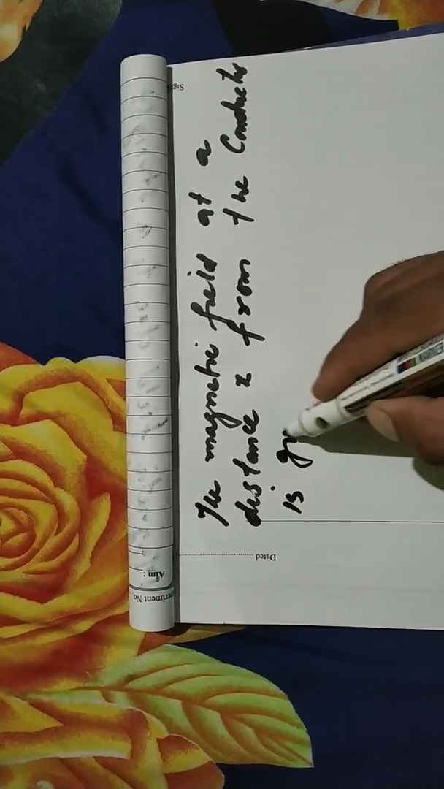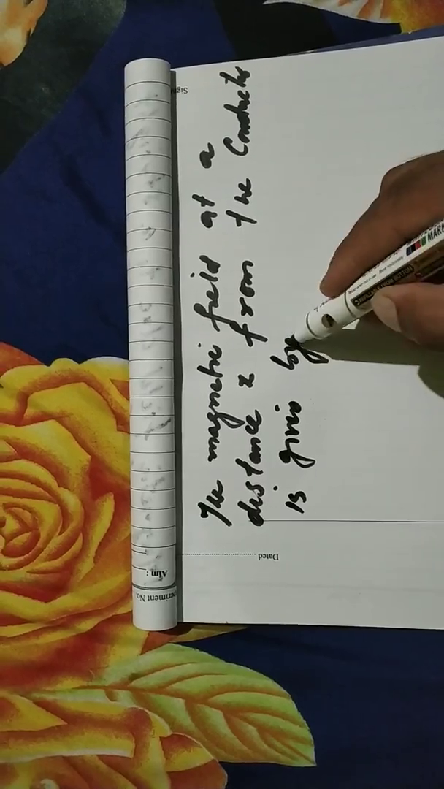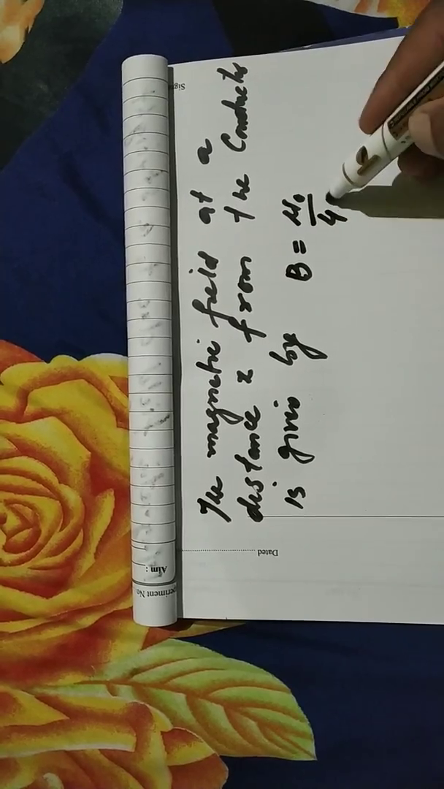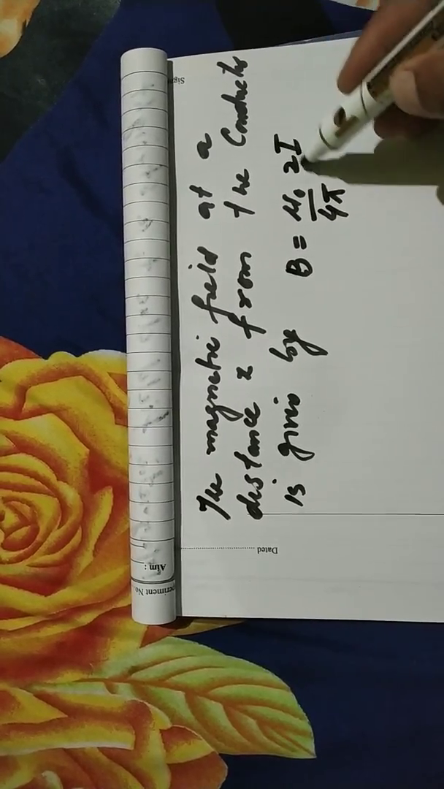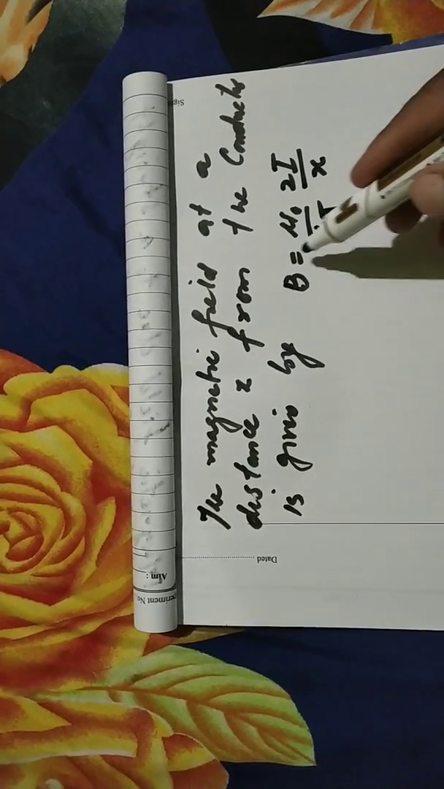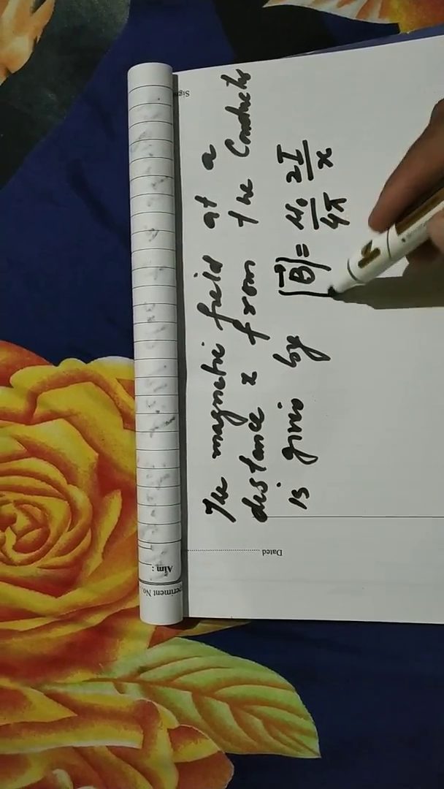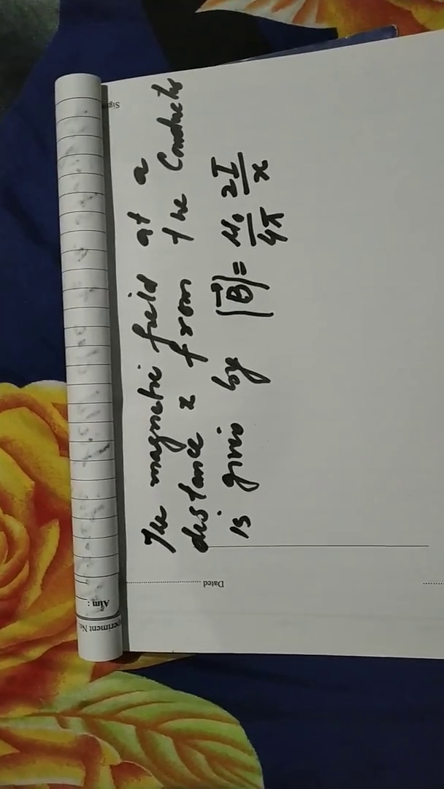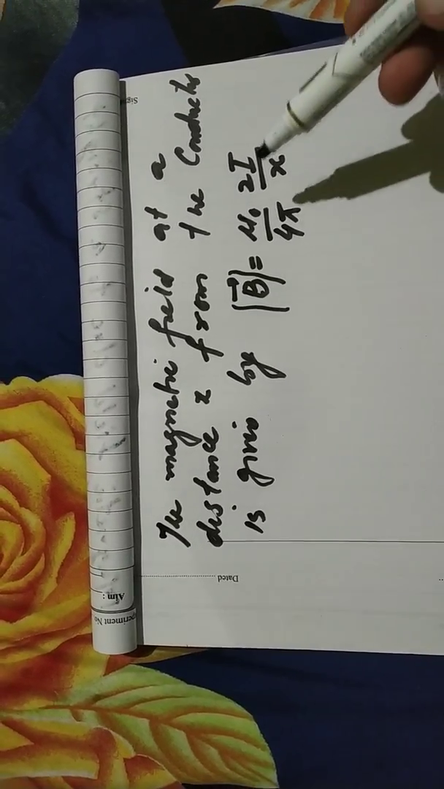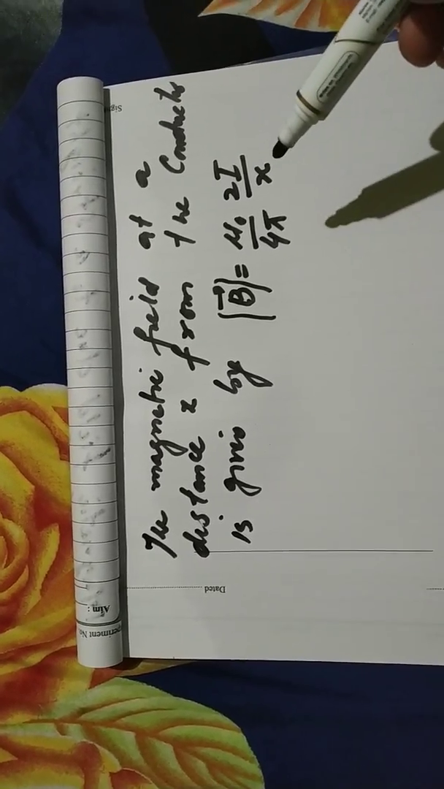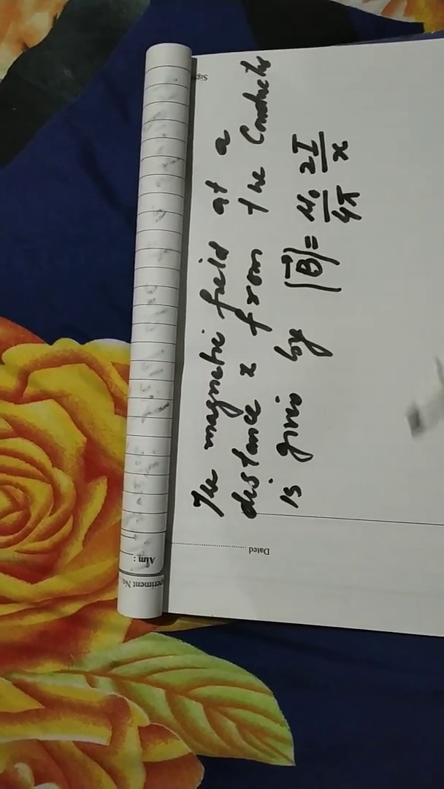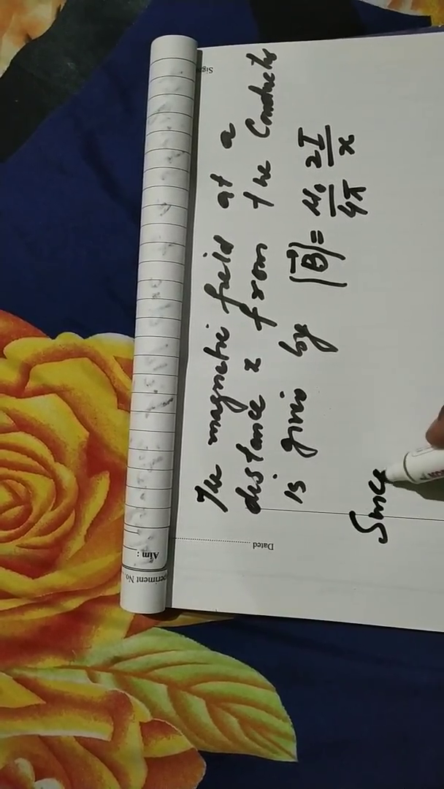is given by, you have to remember this equation, B is equal to mu naught divided by 4 pi, twice I divided by x, where B represents the magnitude of magnetic field. Mu naught is called the absolute magnetic permeability of free space. 4 pi is constant, 2 is constant, I is the magnitude of current flowing through the conductor, and x is the separation from the conductor.